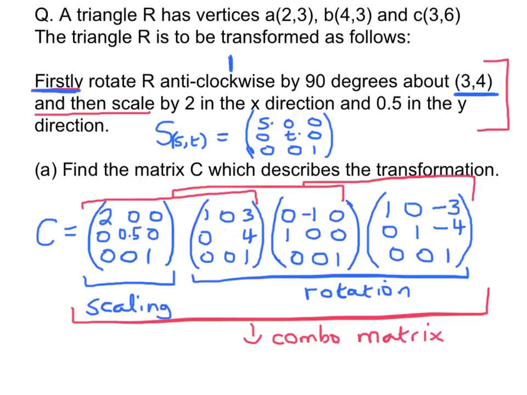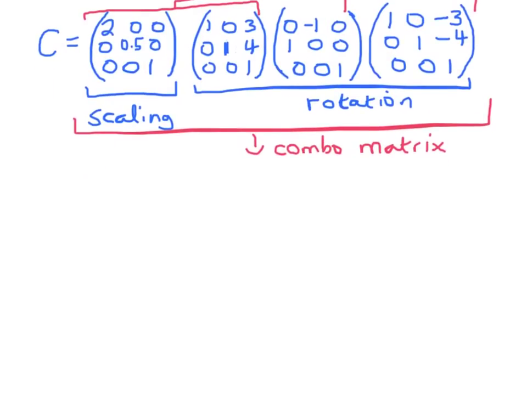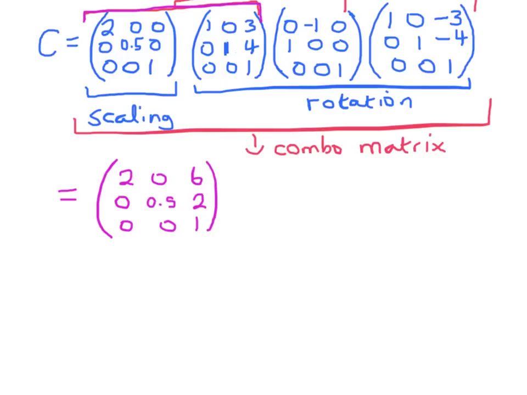Sorry, I just noticed that value there should be a 1. Okay, let me just move the page up before I start the multiplication. I'm going to change colors. I suggested that we're going to multiply these two together first, so I'm going to just write down the answer for you. When we multiply these two matrices, what you're going to get is 2, 0, 6, 0, 0.5, 2, and 0, 0, 1.